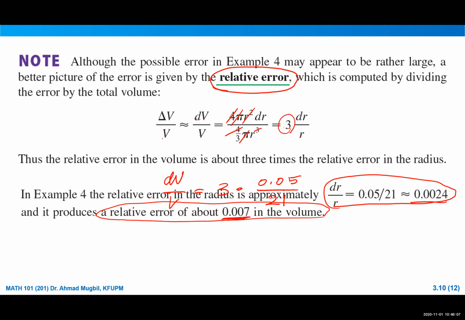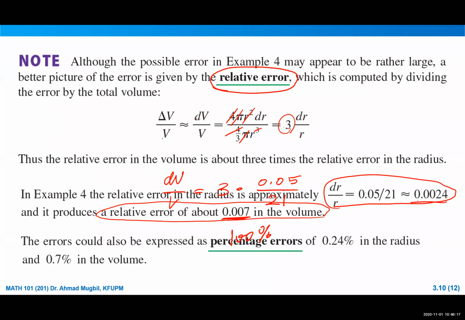volume. To make it more clear for you, you can make it a percentage, guys. How to do that? Multiply by 100%, here or there. So if you did that, you are calculating then the percentage error. The percentage error here, if you multiply by 100, will be 0.24%. And if you calculate it in the volume, it will be 0.7%. So the percentage of the error is 0.7. It is less than 1%. So it is very small error indeed.